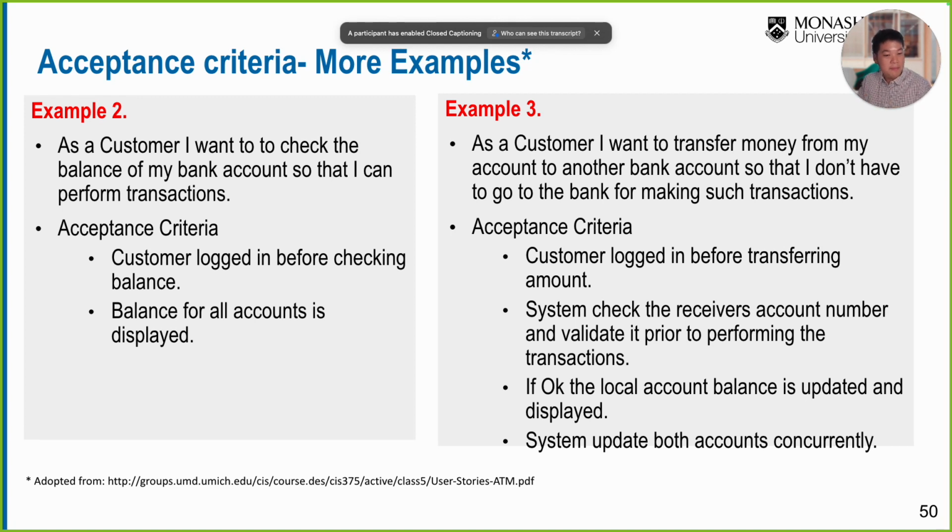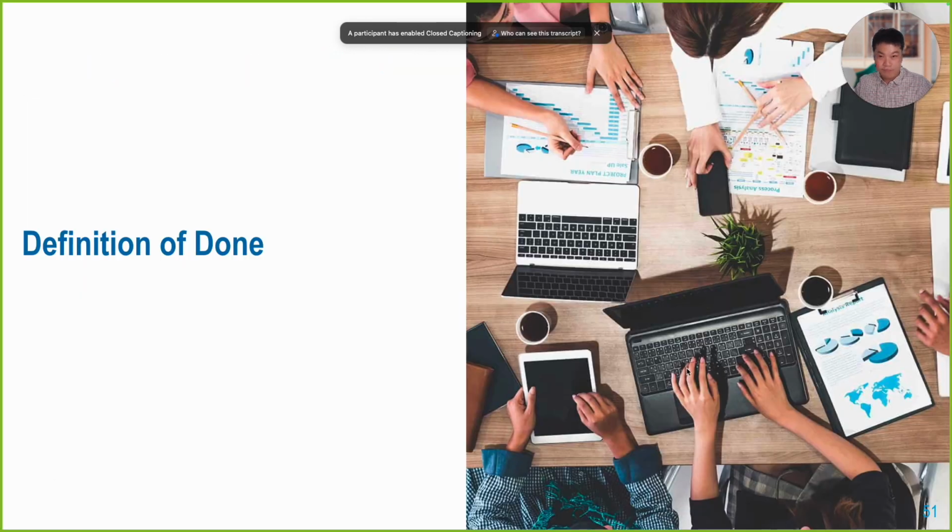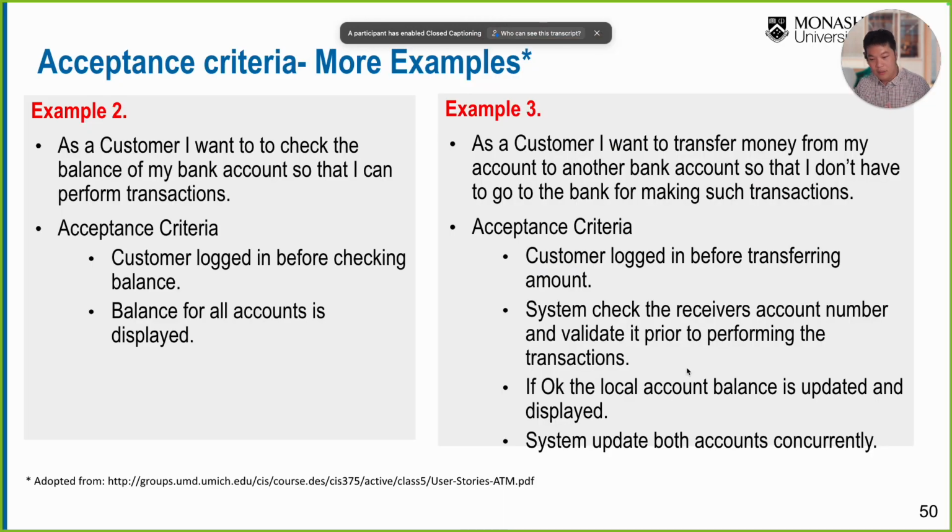And then the system updates both accounts concurrently. Our account is updated, we transferred the money already, and the other account is updated as well. Make sense, everyone? Okay? Make sense?